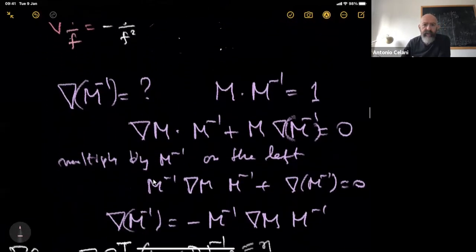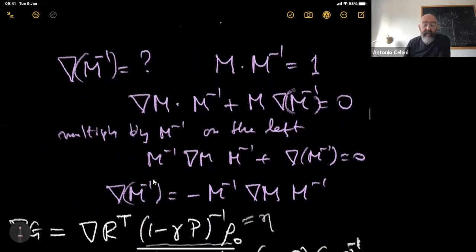How do I do the gradient of an inverse? Well, I have to realize that the inverse is defined by this simple equation here. So my matrix times its inverse has to be the identity matrix. Now if I take the gradient of this equation on both sides, on the right, I get a 0 because the gradient of unity is 0. And on the left, again, by the chain rule.